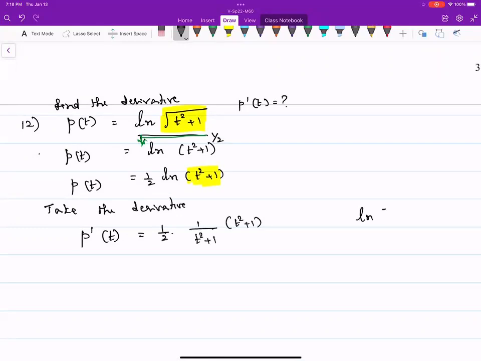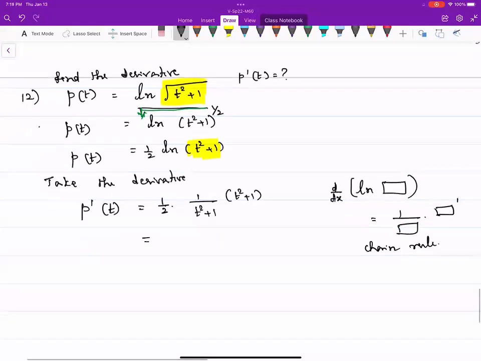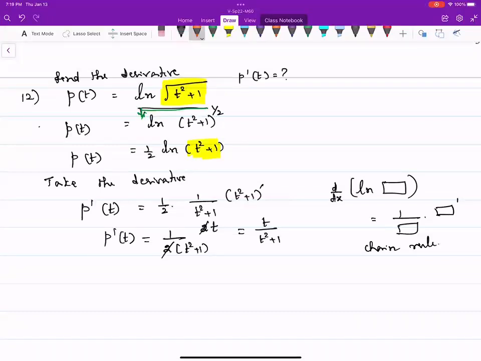Whenever you do ln of something and you take the derivative, what does that mean? It is 1 over that box, whatever is the argument of ln, times the derivative of that box. This is by the chain rule: outer derivative times inner derivative. So that's exactly what we have done. The derivative of t squared plus 1: the derivative of t squared is 2t, and the derivative of 1 is 0. So 1 over 2 times 2t over t squared plus 1, which is t over t squared plus 1. So p prime of t is t over t squared plus 1.